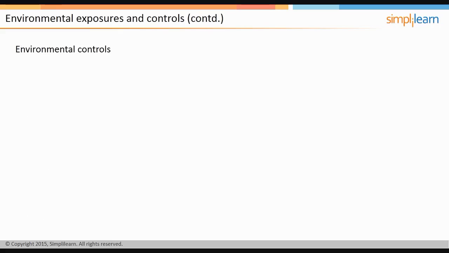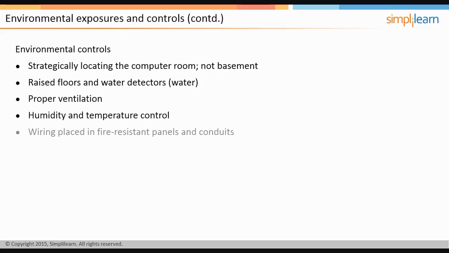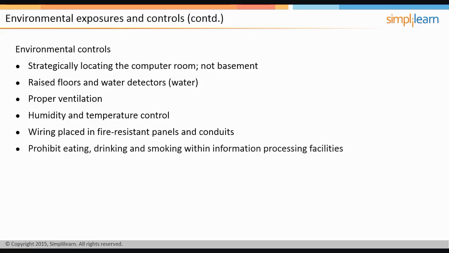Moreover, other environmental controls that can be applied are strategically locating the computer room, not in the basement; raised floors and water detectors; proper ventilation; humidity and temperature control; wiring placed in fire-resistant panels and conduits; prohibiting eating, drinking, and smoking within information processing facilities; and a documented and tested emergency evacuation plan.